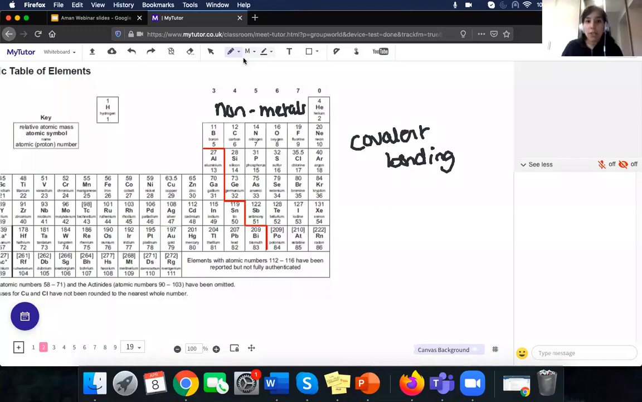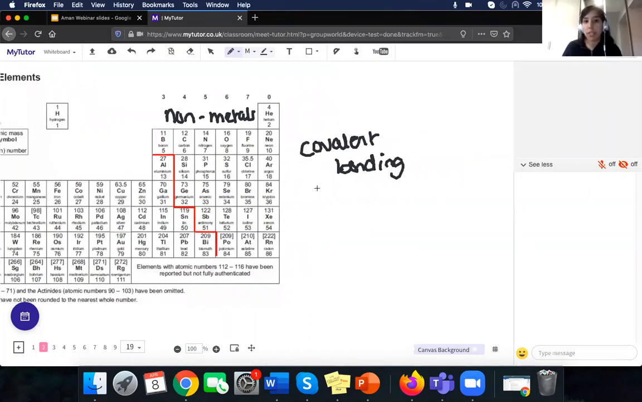Just as a quick aside, someone is asking, is this AQA or Edexcel? What I'm covering right now is both the exam boards. So this is just general things that we need to know about covalent bonding.